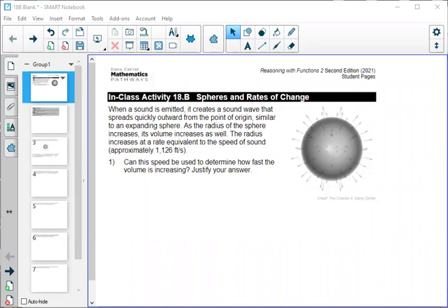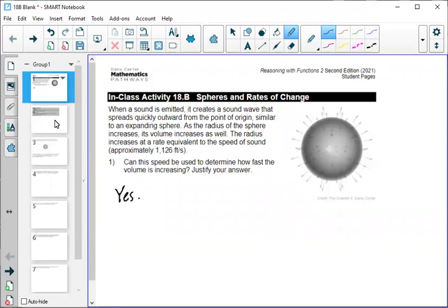And the answer, let me turn the marker on first. There we go. Well, the answer is yes. So let me put a yes here. In class activity 18A, the rate of change of the area of a circle depended on how fast the radius was increasing and the size of the circle. The same might be true here. The volume may not increase at a constant rate.